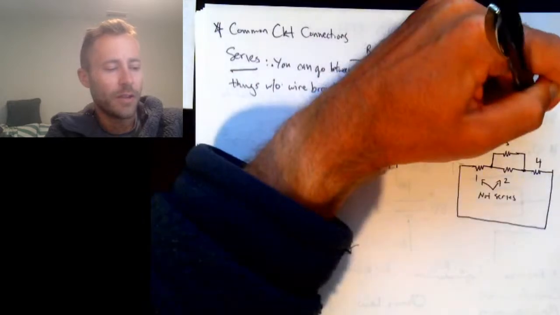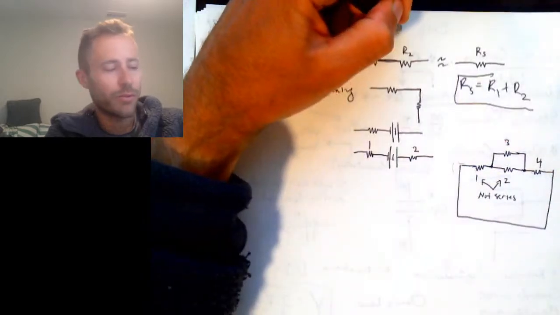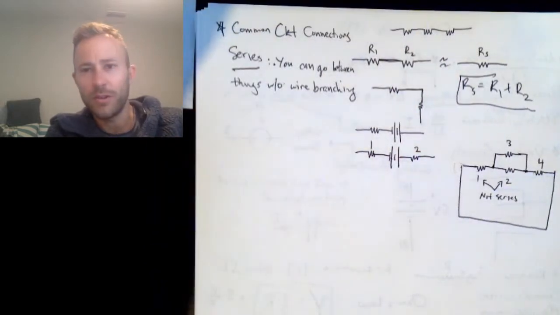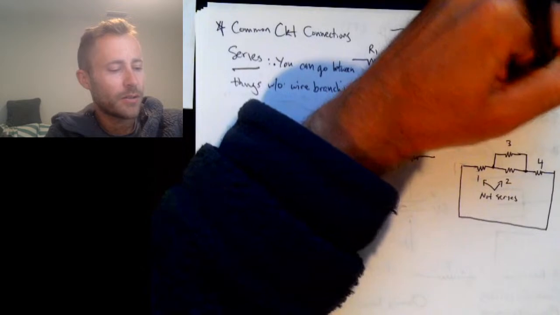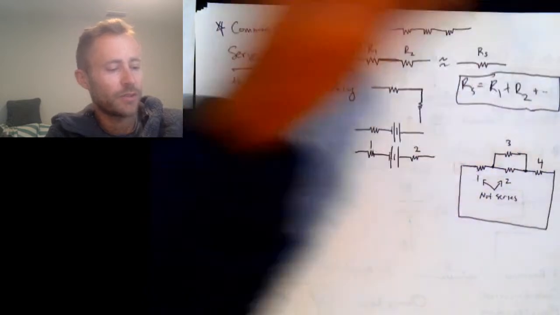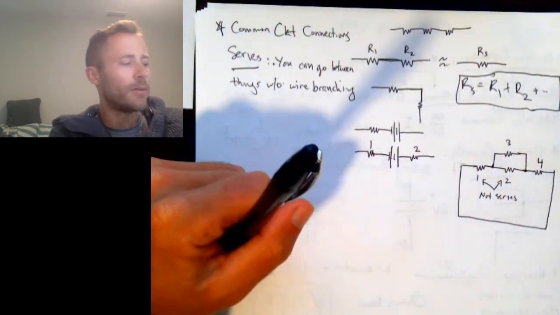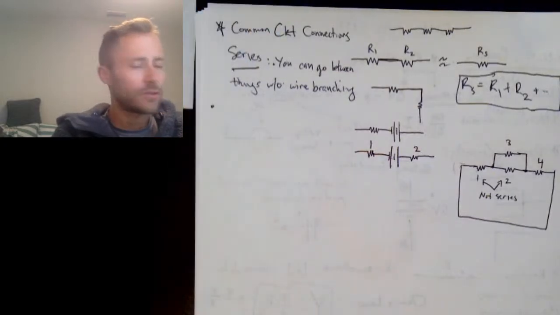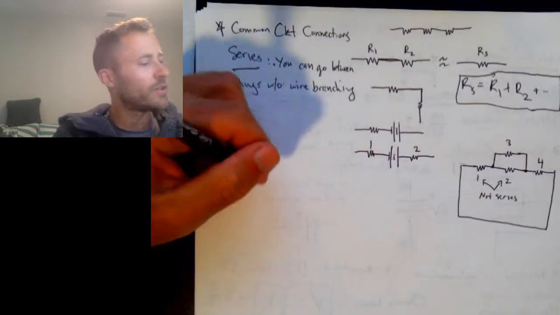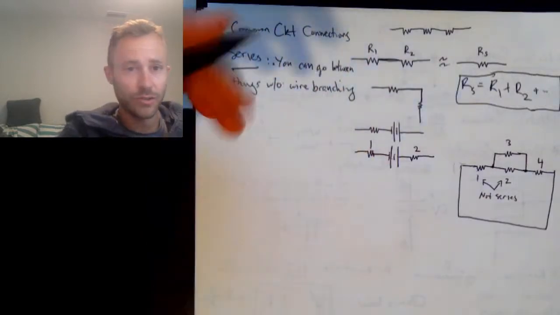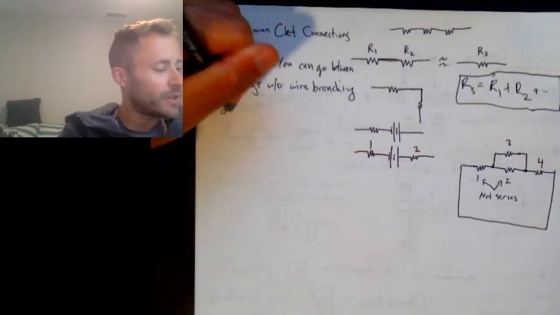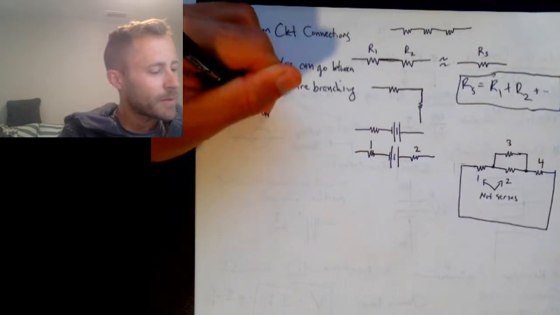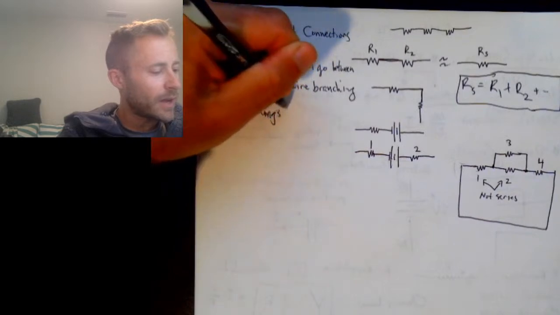And this equation generalizes. If you had three resistors in series, it would be R1 plus R2 plus R3, etc. So it completely generalizes. A really important thing about series resistors, or series things in general, is that they have the same current.